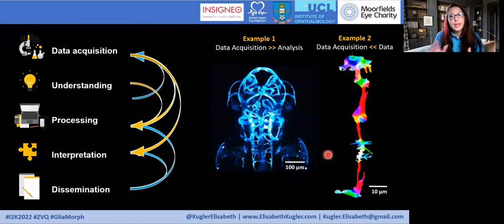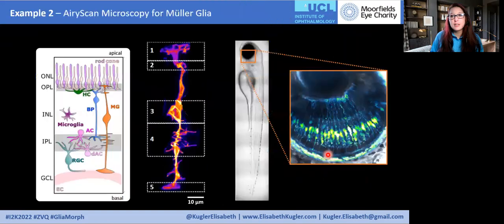And now I want to take a different perspective and switch from data acquisition to analysis, from data to data acquisition. So how can the data really impact our data acquisition? And for this, I want to come to retinal glia cells in the zebrafish retina.